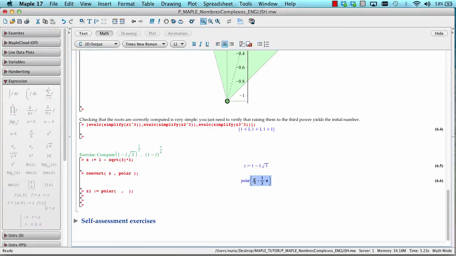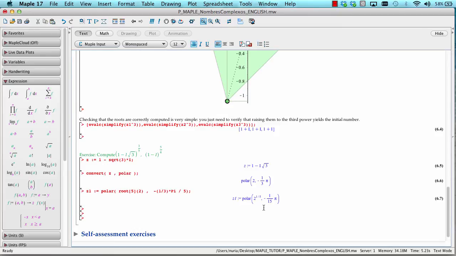The modulus: we take the initial modulus, which is 2, and we have to do the root of order 5 because we are computing 5th order roots. Now the modulus is going to be the initial magnitude to the power one over 5. So the first root is going to be this one.